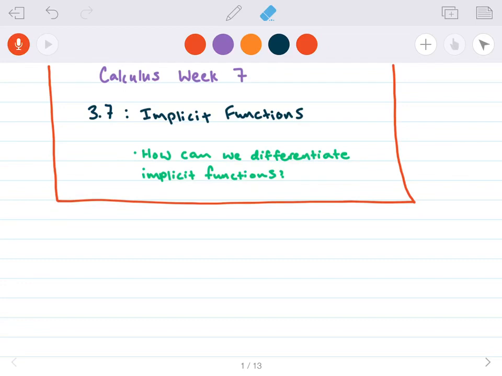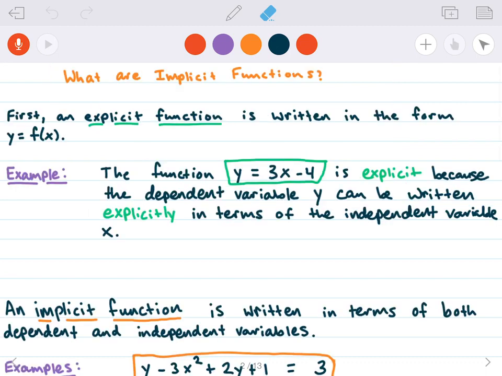Hey guys, this week we are going to talk about 3.7 in the textbook, implicit functions. What we're going to learn how to do is differentiate implicit functions, which are functions that are not defined in terms of one variable. So let's get started with this.